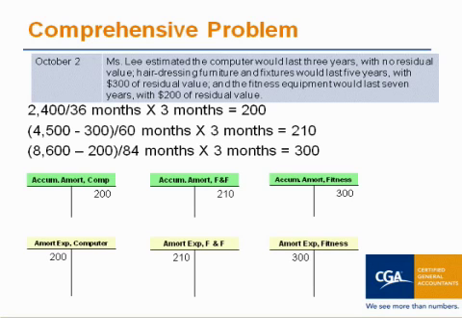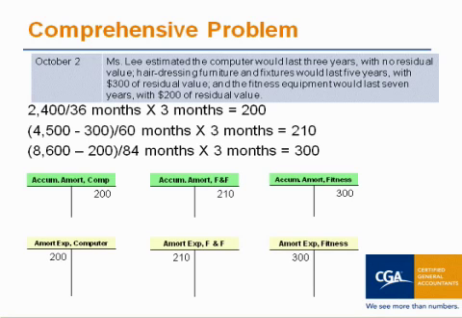We will also record a debit of $210 to amortization expense, furniture and fixtures. Finally, the fitness equipment that she spent $8,600 on, we will take $8,600 and reduce that amount by the $200 residual value. So we're going to amortize $8,400 over the next 7 years.